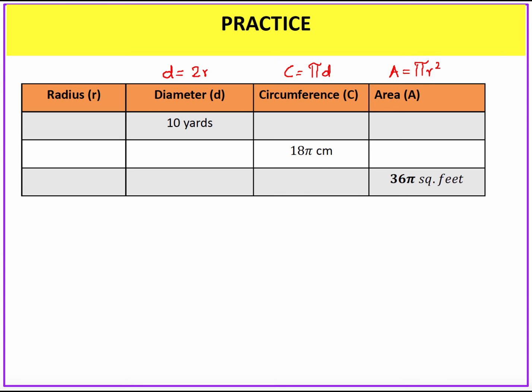I'm hoping that by now you have filled up this table. So now let's look at each row and see what we can do. So here we are given that the diameter is 10 yards. If the diameter is 10 yards, then the radius is half of the diameter. So the radius must be 5 yards.